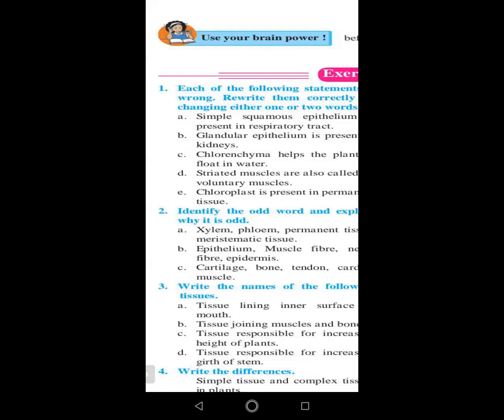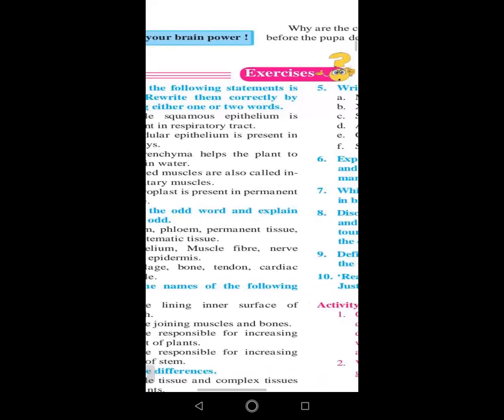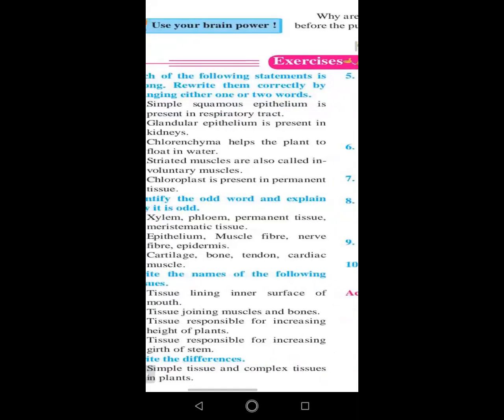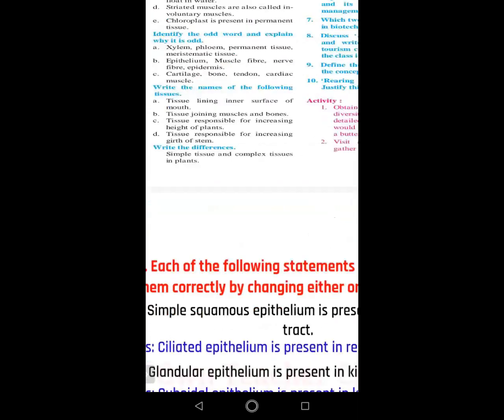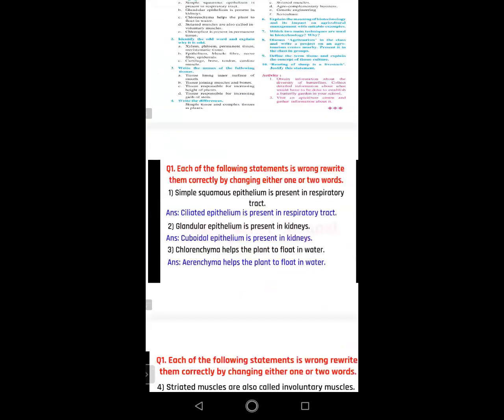Now we will discuss question number 1. In our next slide, question number 1 is given here. Each of the following statements is wrong. Rewrite them correctly by changing either 1 or 2 words. Look here, students, you have to note down the correct answer. No need to write the questions also. Just write the question number and sub-question number. You can write the questions afterwards. First of all, just note down this.